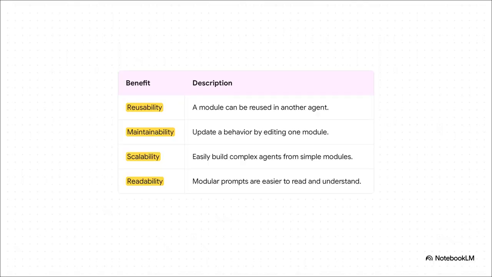And the benefits of thinking this way are absolutely huge. First up, reusability. You build a module once, and you can just pop it into another project later on. That saves you a ton of time. Then there's maintainability. Need to update how the AI does something? You just edit one small module, not that giant, scary prompt. This also means you can scale things up so easily, building really complex AI agents from simple parts. And finally, readability. It just makes your work so much easier for you and your team to actually read and understand.